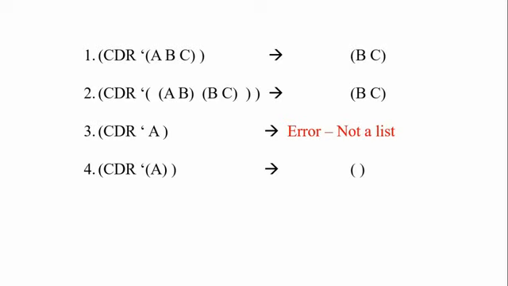If you give CDR in front of a null list, as with CAR, it will return an error because the list is null. So you can't do the CAR and CDR functions for a null list or a non-list.